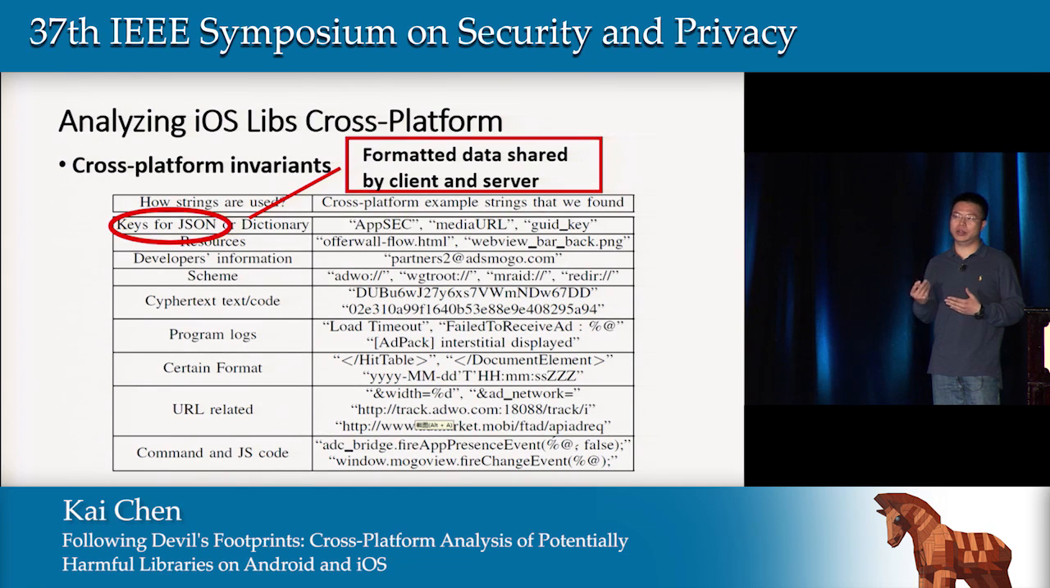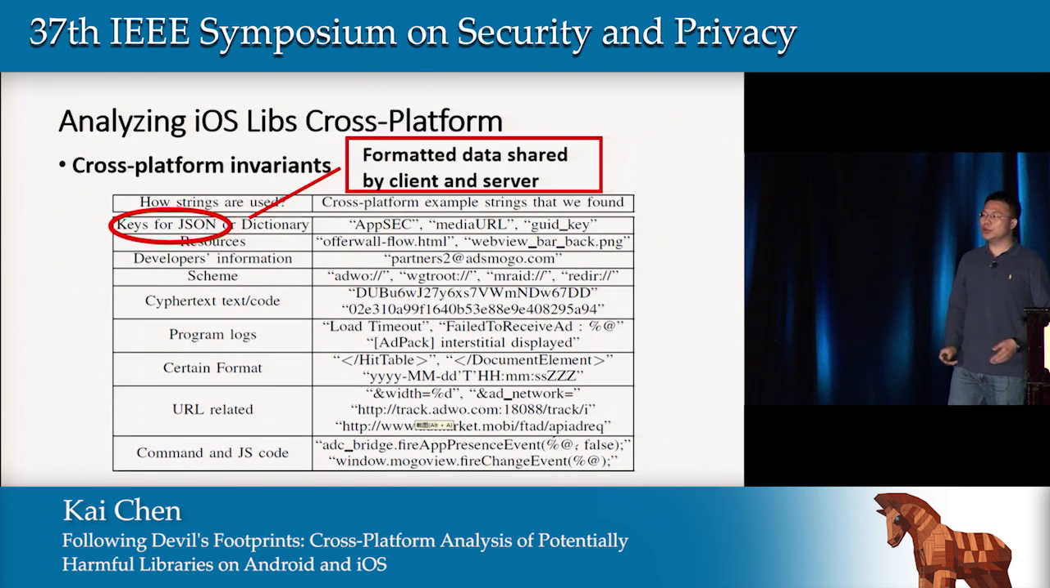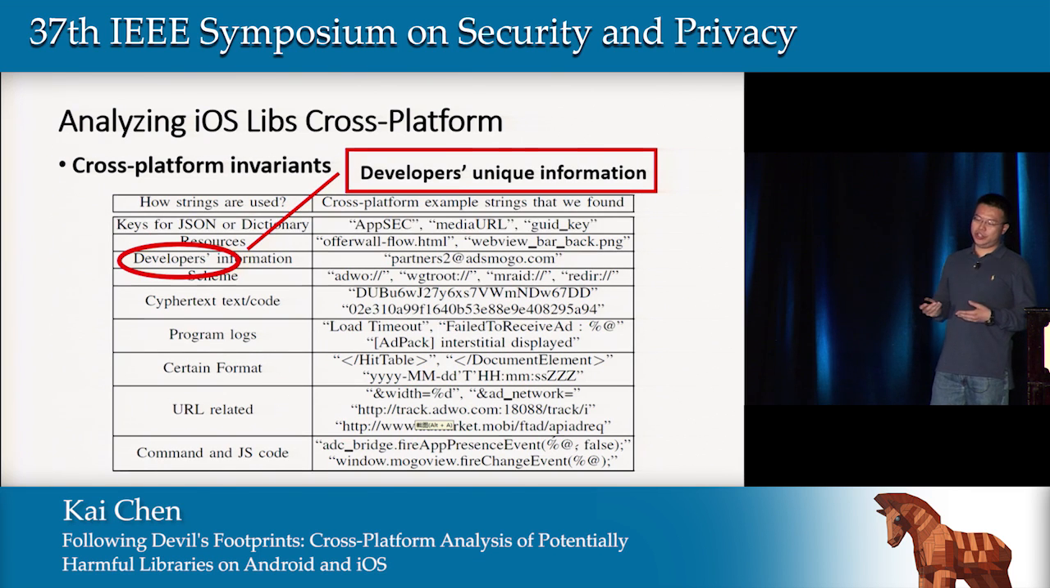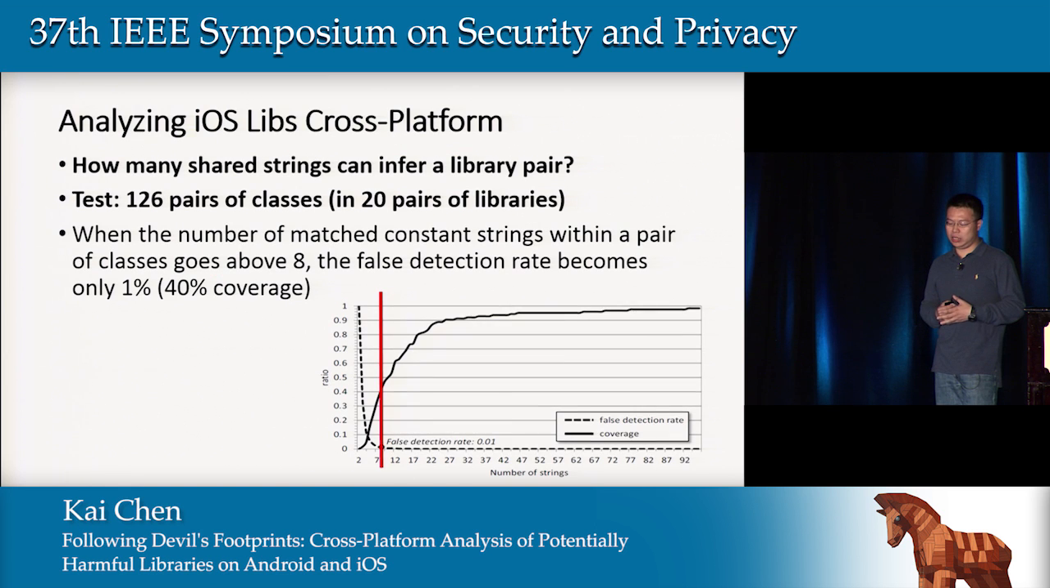So we try to explore more cross-platform environments. For example, here, the formatted data shared by the client and the server, the resources shared across platforms, and the developers' unique information such as the email address. And we can find some more, like ciphertext code, program logs, certain formats, URL related, commands, and JS code. Now we have found there are some shared strings or shared environments between these two platforms.